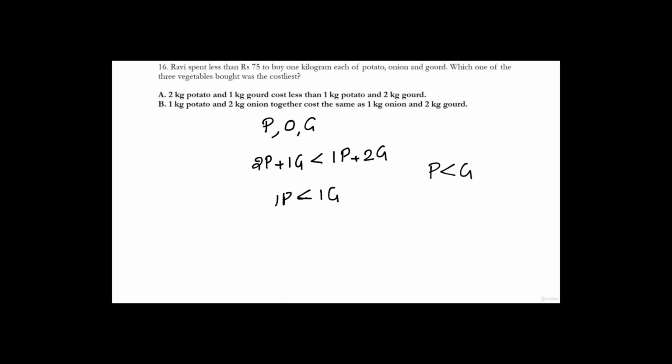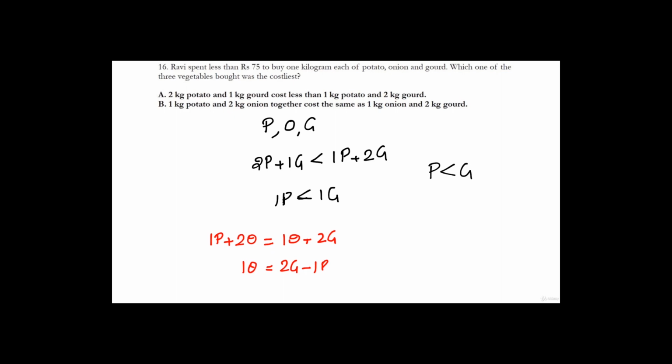The second statement says 1 kg potato, that is 1P, and 2 kg onion together cost the same as 1 kg onion and 2 kg gourd. Now from this we get 1 kg of onion is equal to 2 kg of gourd minus 1 kg of potato. This is the price of 1 kg of onion. Now using the second statement alone, we are not getting a perfect answer. We cannot find out which among these 3 is the costliest.